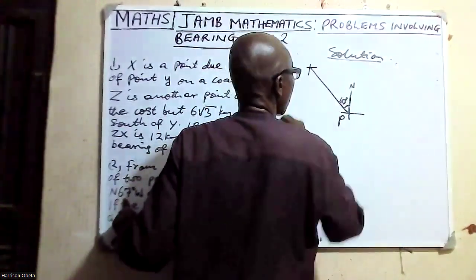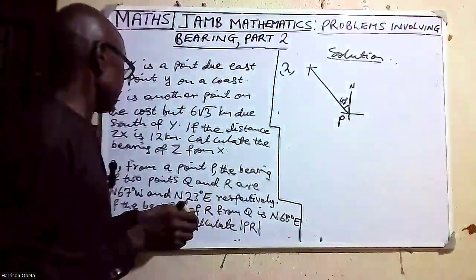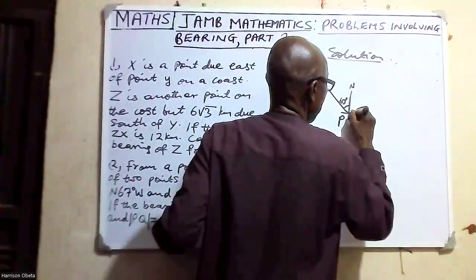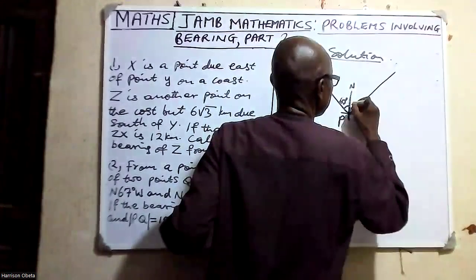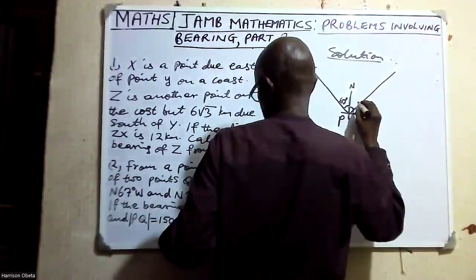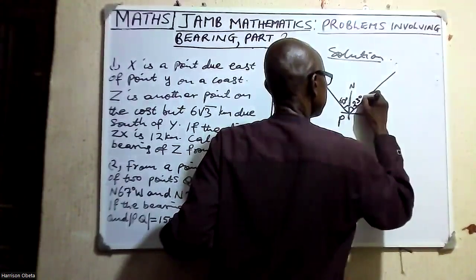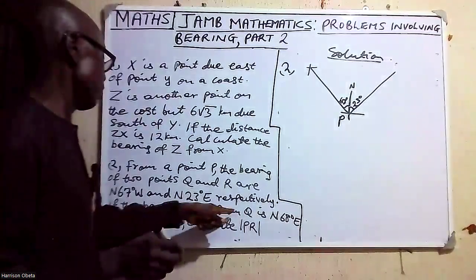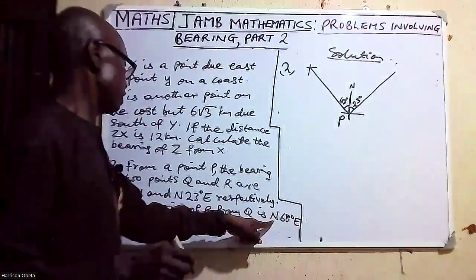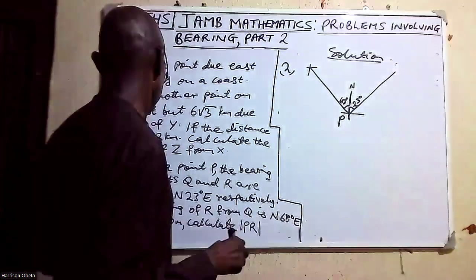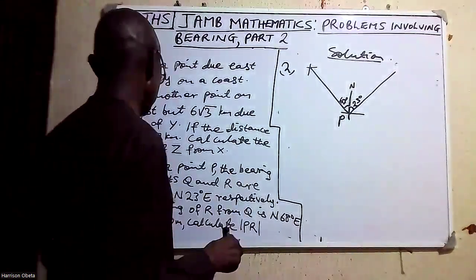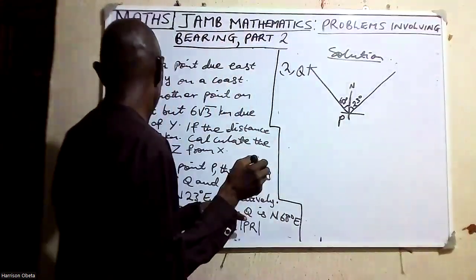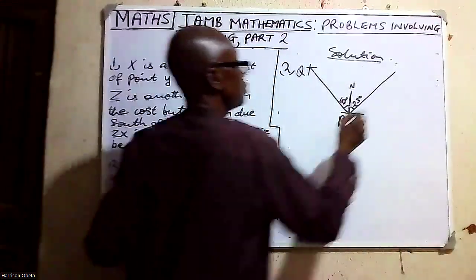I have another thing here. Then, north 23 degrees east. This is another one, 23 degrees east. Then, we have point P, bearing of two points Q, this is Q, and R. This should be our R.